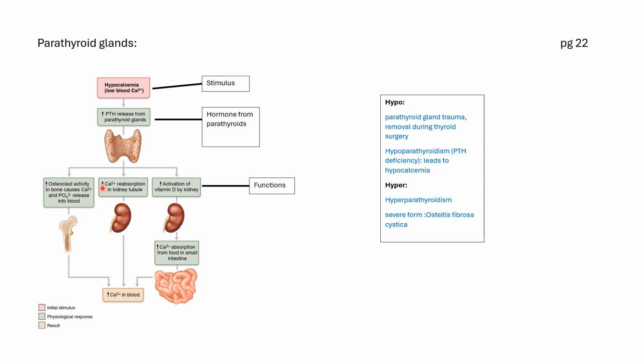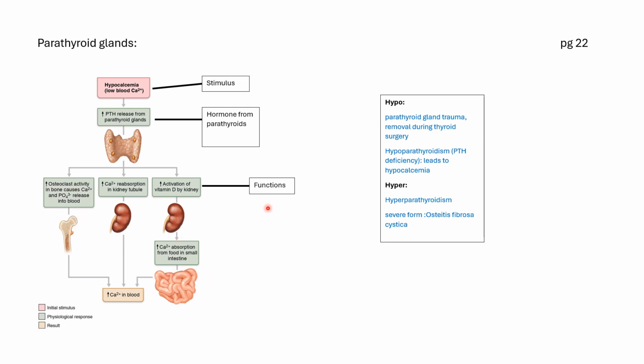And then it acts on the kidneys. In kidneys, it causes reabsorption of calcium in the renal tubules, and then it acts on the intestines. It does not directly act on the intestines. It causes activation of vitamin D. Vitamin D is present in inactive form. It is activated in the kidneys, and then that vitamin D causes reabsorption of calcium from the intestines.